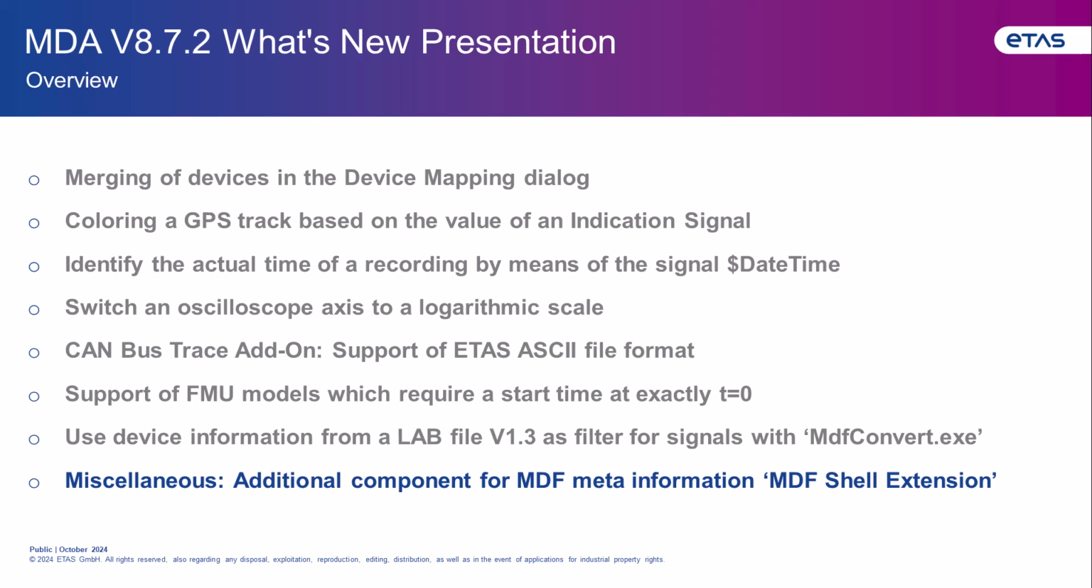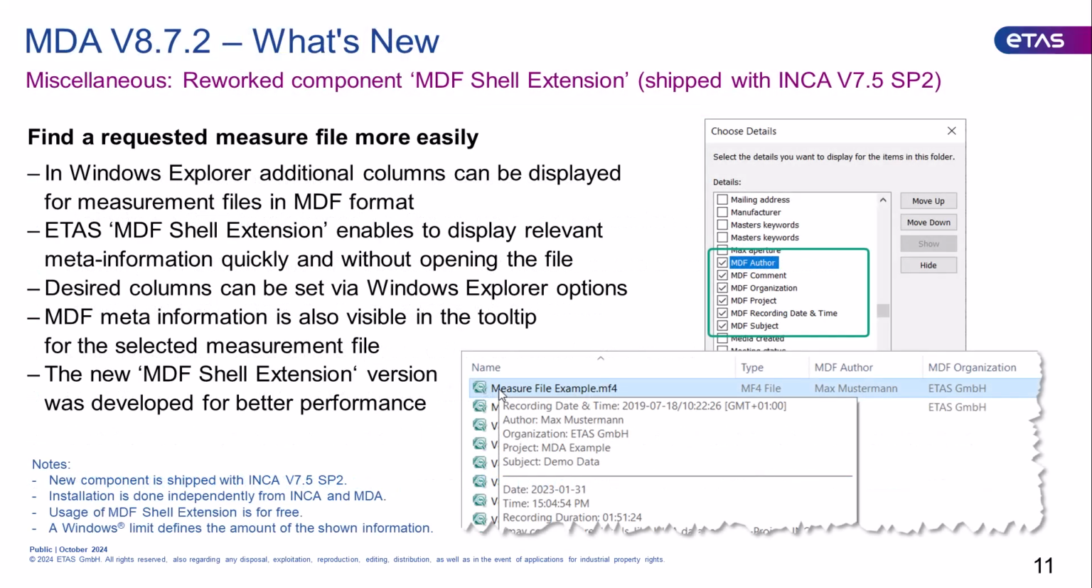Only a slide, a brief hint about an additional component shipped with Inca and MDA. Measurement files in MDF format can include a variety of useful meta information. For example, who has recorded when the file in which vehicle. Displaying such meta information as additional columns in Windows Explorer helps to find the desired measurement file more quickly.